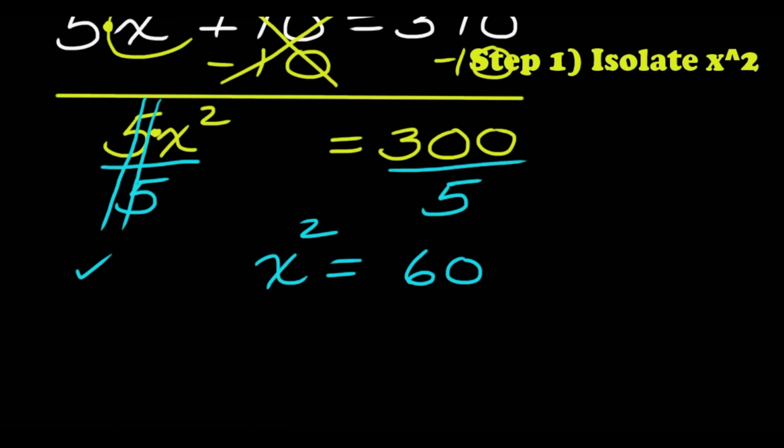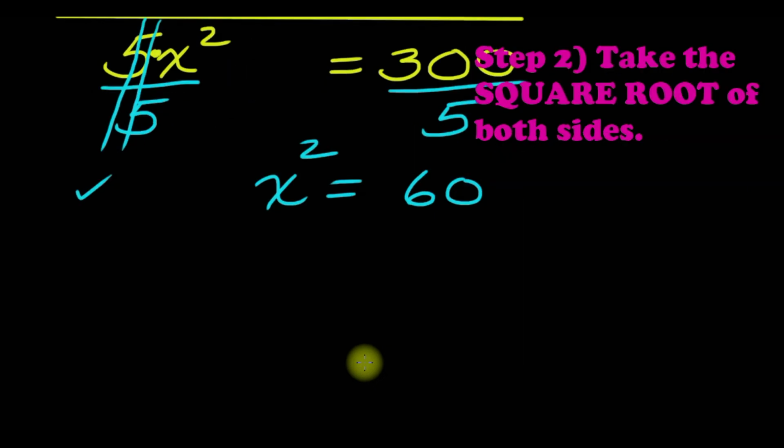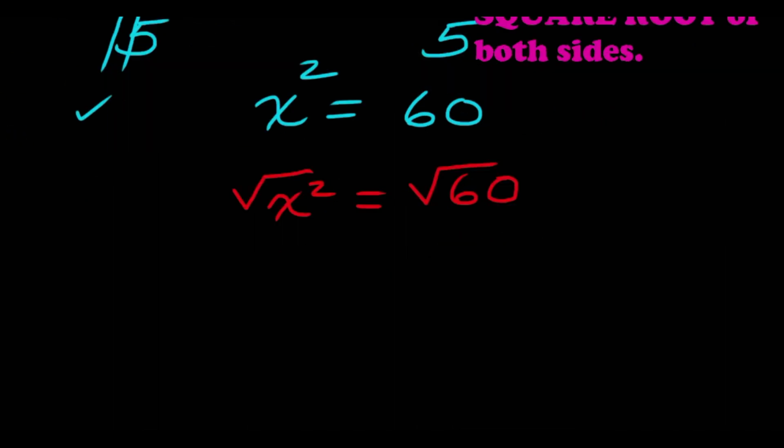Okay, let's take a look at step 2. For step 2, we have to take the square root of both sides. So we're going to take the square root of x squared, and then the square root of 60. The square root of x squared is going to give you x.